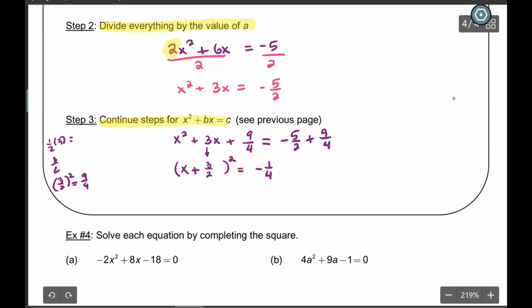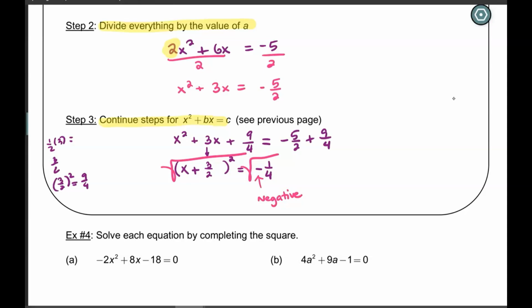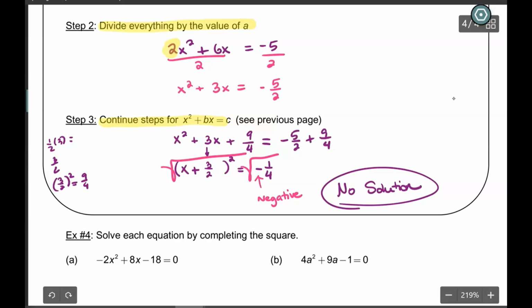Now, I forgot my squared. This is actually an interesting problem because when I go to take the square root, I end up with a negative here. And in Algebra 1, if you get a negative underneath the square root, that actually means we have no real solution. So if we encounter one like that, where there's a negative sign, just stop, right? No solution, you don't have to continue on.